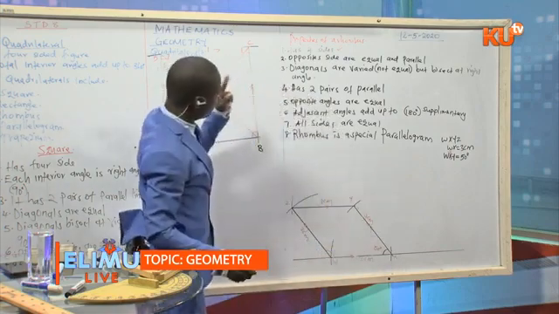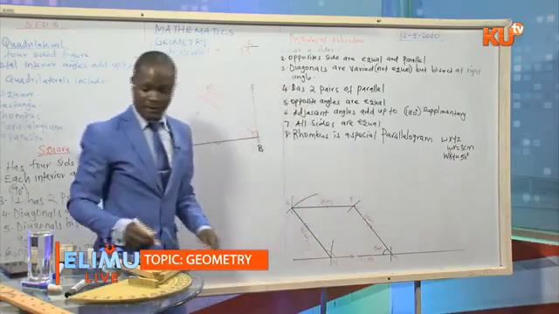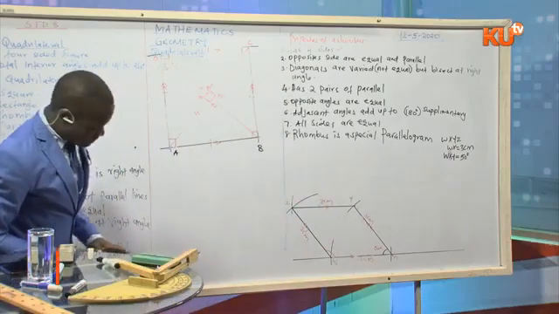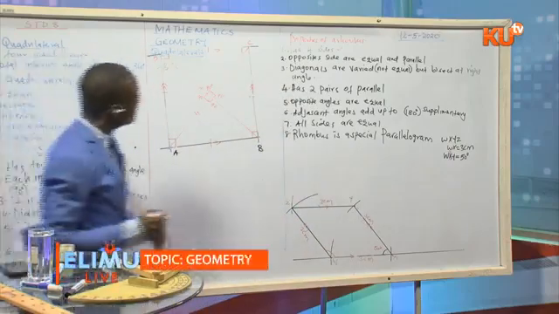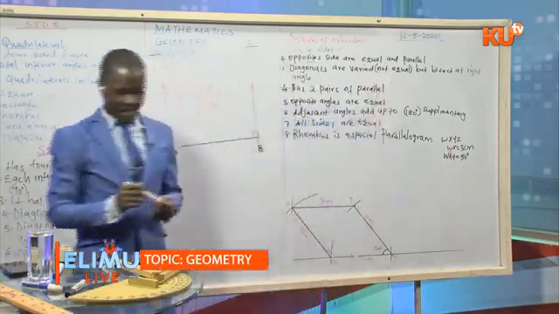So it has 2 pairs. This and this make 1 pair. This and this also make a pair. And then we also say that diagonals are varied, not equal, but bisect at right angle.